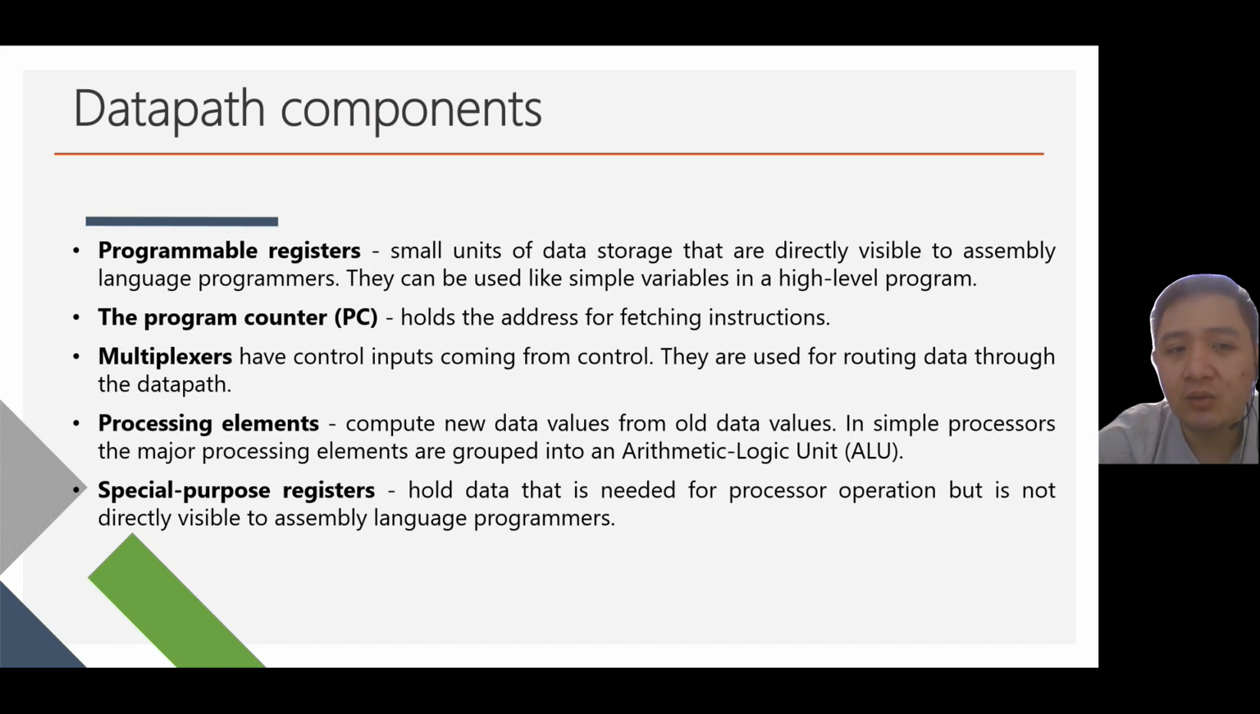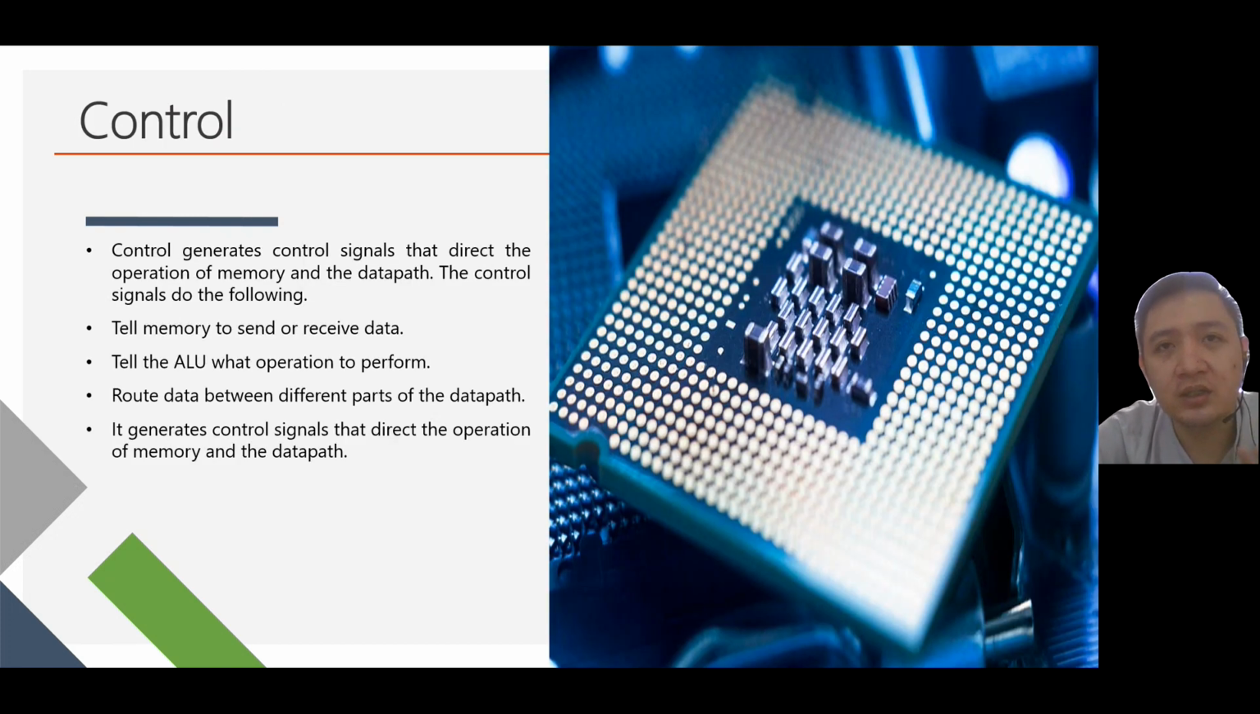And lastly, we have what we call the special purpose registers that hold the data that is needed for the entire operation. But usually, the special purpose registers, unlike programmable registers, are not directly visible to assembly language programmers. Sabi natin kanina, na-discuss natin yung ALU. Now we go to CU.